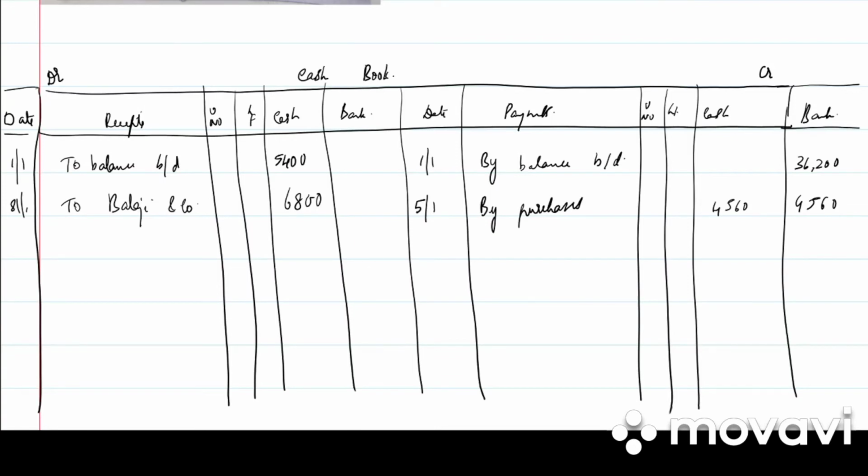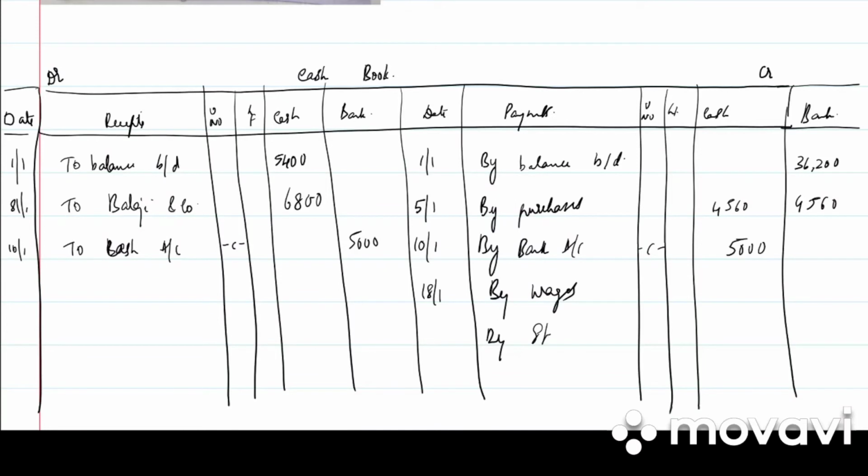Then 10 Jan we have deposited into bank. So to cash account, contra entry under the bank column we have 5,000. 10 Jan by bank account, contra entry under cash column we have 5,000. Next 18 Jan, paid for wages 500 and stationery 200. So by wages, by stationery, how much is it? 500 and 200.